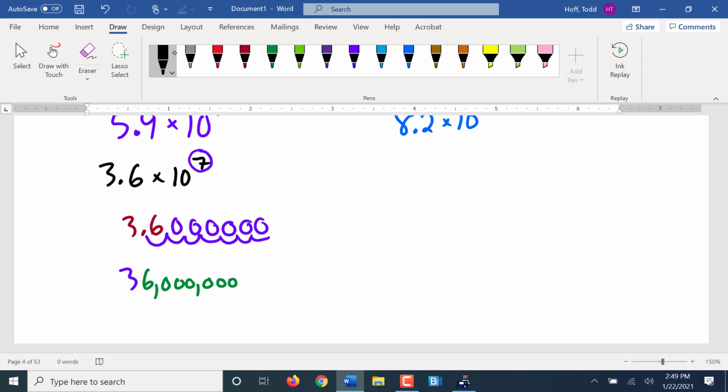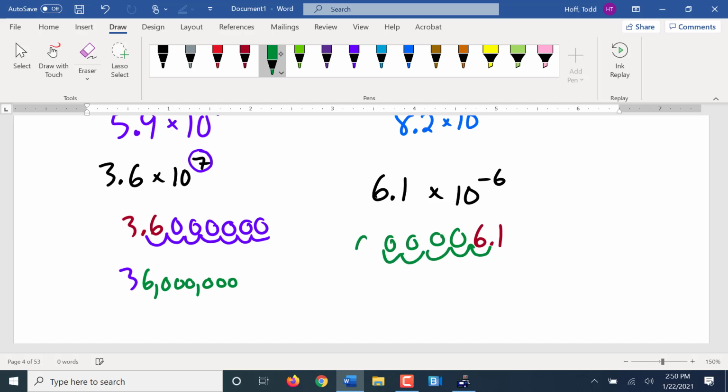Or we might have 6.1 times 10 to the negative 6th. So we start out with our 6.1. How many spots do we have to move the decimal point? 6 spots, and since it's negative, this is a small number. Yeah, we move to the left to make it smaller. So we go 1, have to add zeros, 2, 3, 4, 5, 6. So this is 0.000061. Any questions?